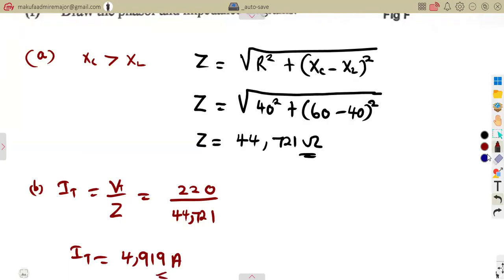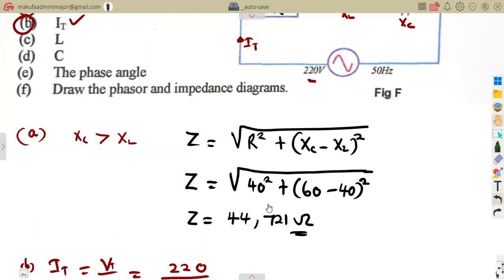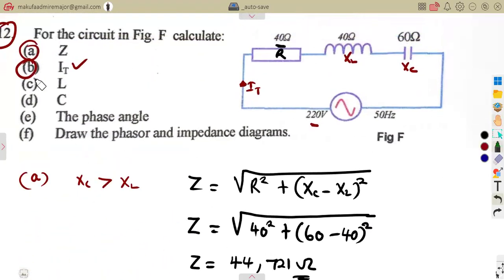Just like that, we have these values. Then they want you to calculate L. This is for the inductance of the circuit. What is the inductance there? Remember, inductance is measured in henries.